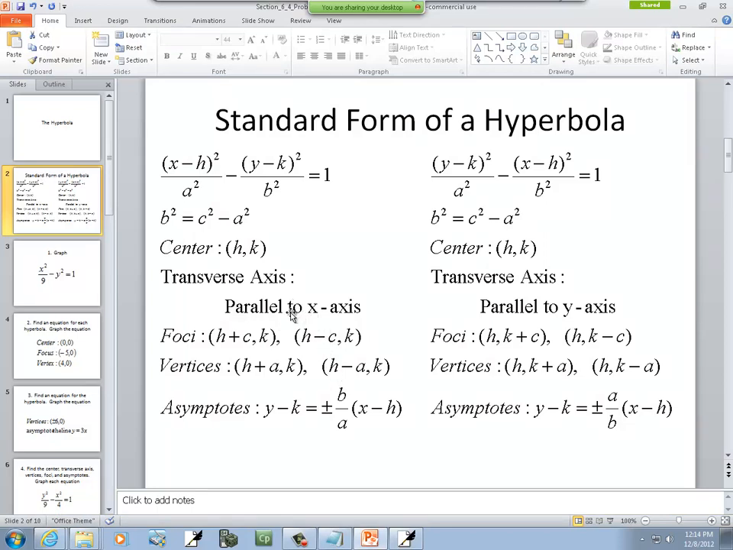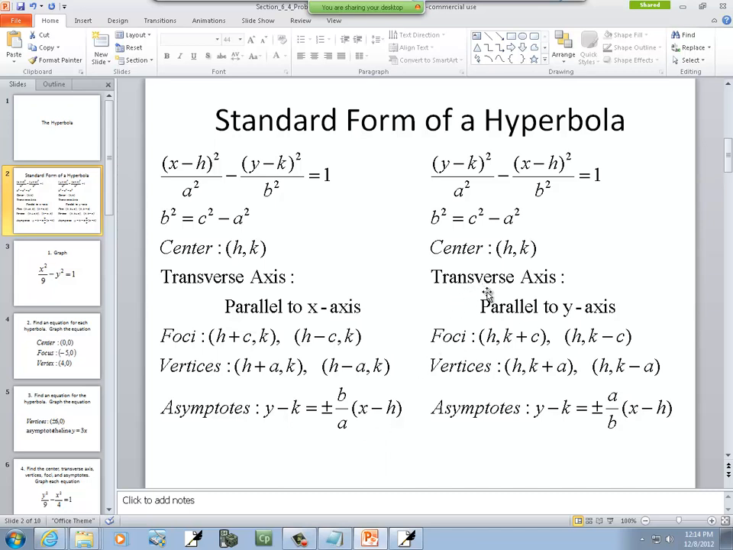For the formula on the left, the transverse axis is parallel to the x-axis, and this one's parallel to the y-axis. For this one here, foci are h plus c, comma k, and h minus c, comma k. Vertices are h plus a, comma k, and h minus a, comma k. And our asymptotes are y minus k equals plus or minus b over a, x minus h.